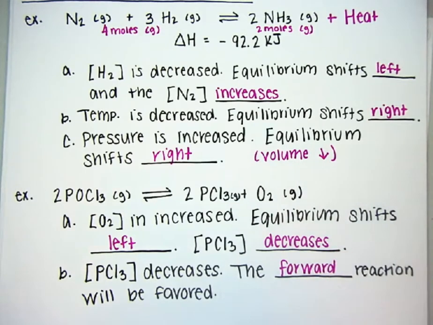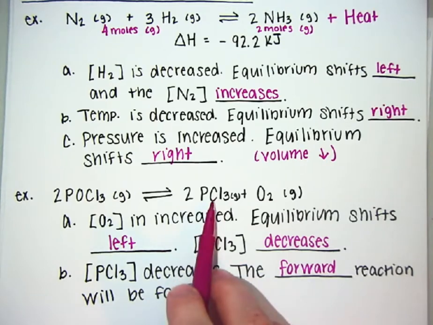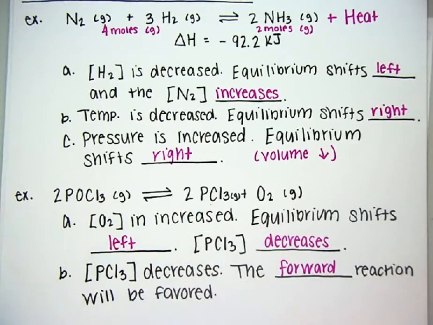If you add, it shifts away. If you subtract, it stays. If I'm decreasing it, it's like I'm subtracting it. It's on the right-hand side. Equilibrium shifts to that right side. If it shifts to the right, it is the forward reaction that will be favored.